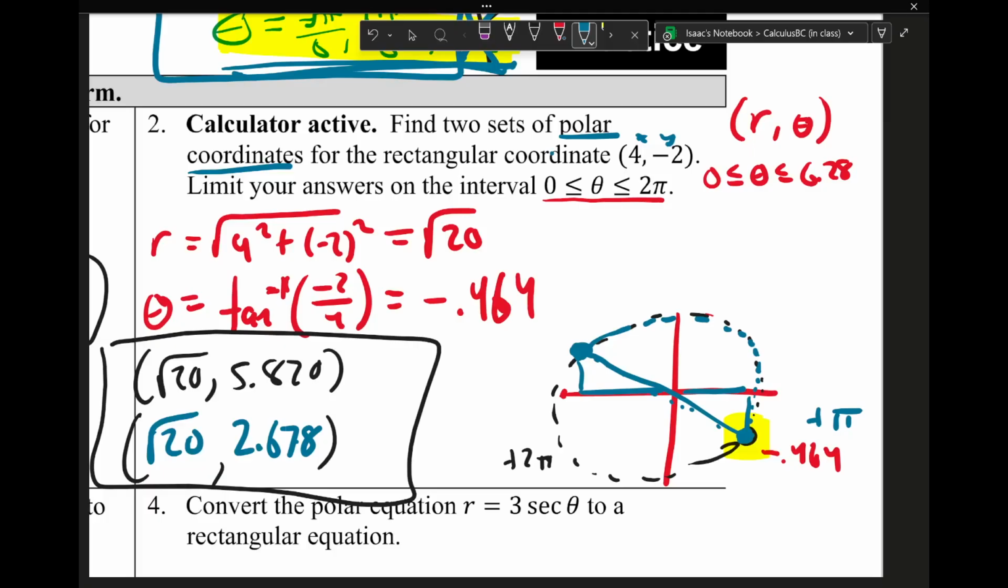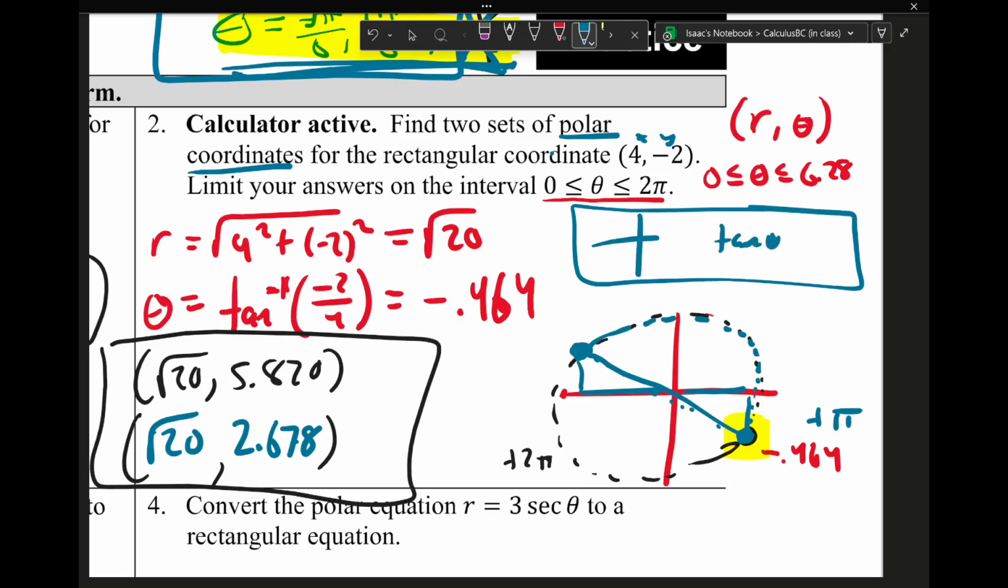So that sounds like something that you may need to know. At the top of your page, you might write something like, I don't know how you want to word it, but tangent values are the same. If this is 1, directly across is 1. If this is square root of 3, directly across from that is square root of 3.